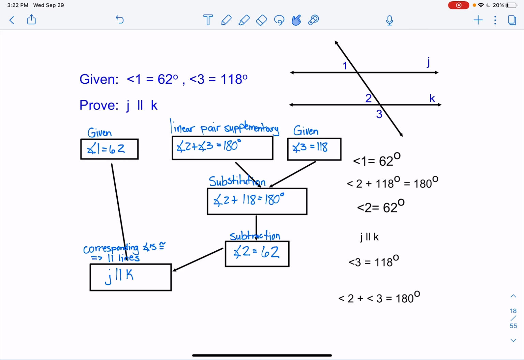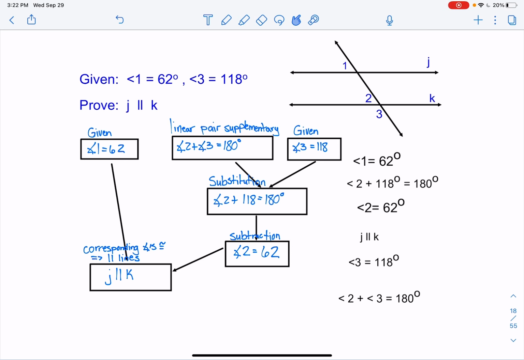So those are two examples of what we call converse proofs. So before, we were given that the lines are parallel and we used that to prove certain things. Now we're given other information and we're going to use that to prove that lines are parallel. So we're actually starting with the information we're given and ending with the lines parallel, versus starting with the lines parallel and proving other information. So there's your two examples.